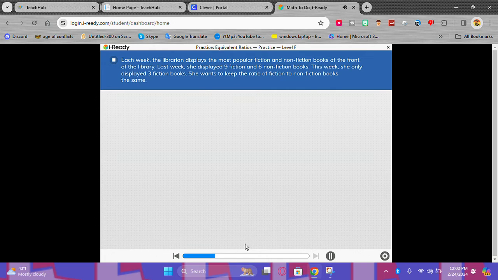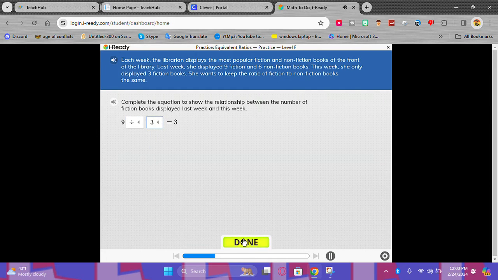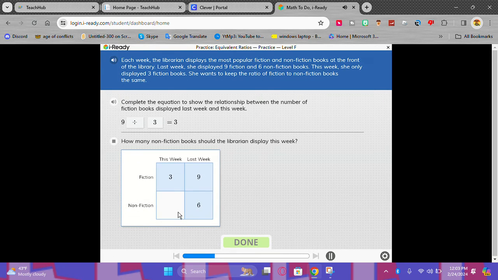Each week, the librarian displays the most popular fiction and nonfiction books at the front of the library. Last week, she displayed 9 fiction and 6 nonfiction books. This week, she only displayed 3 fiction books. She wants to keep the ratio of fiction to nonfiction books the same. Complete the equation to show the relationship between the number of fiction books displayed last week and this week. How many nonfiction books should the librarian display this week?